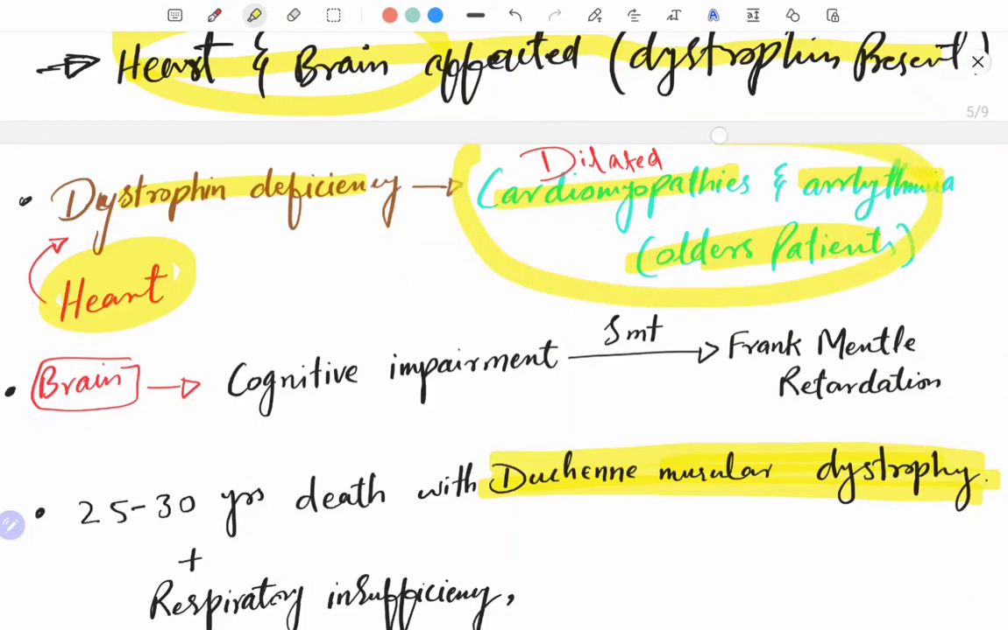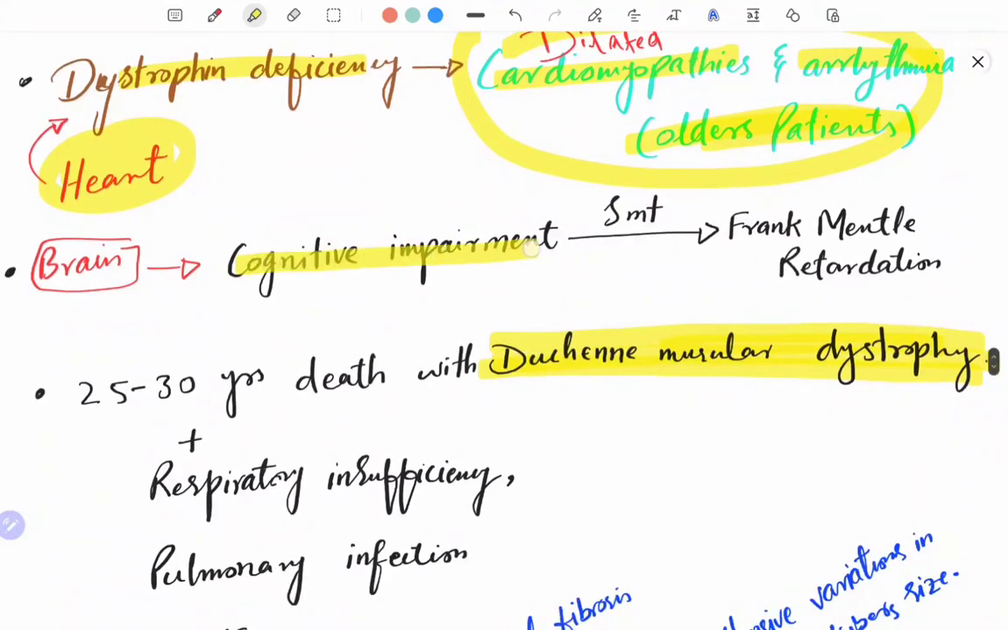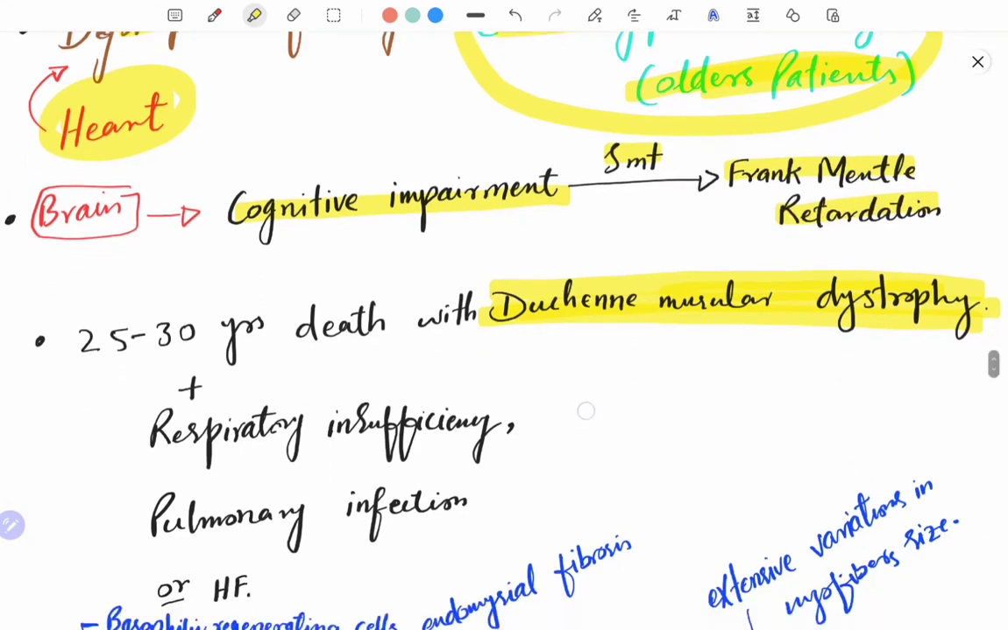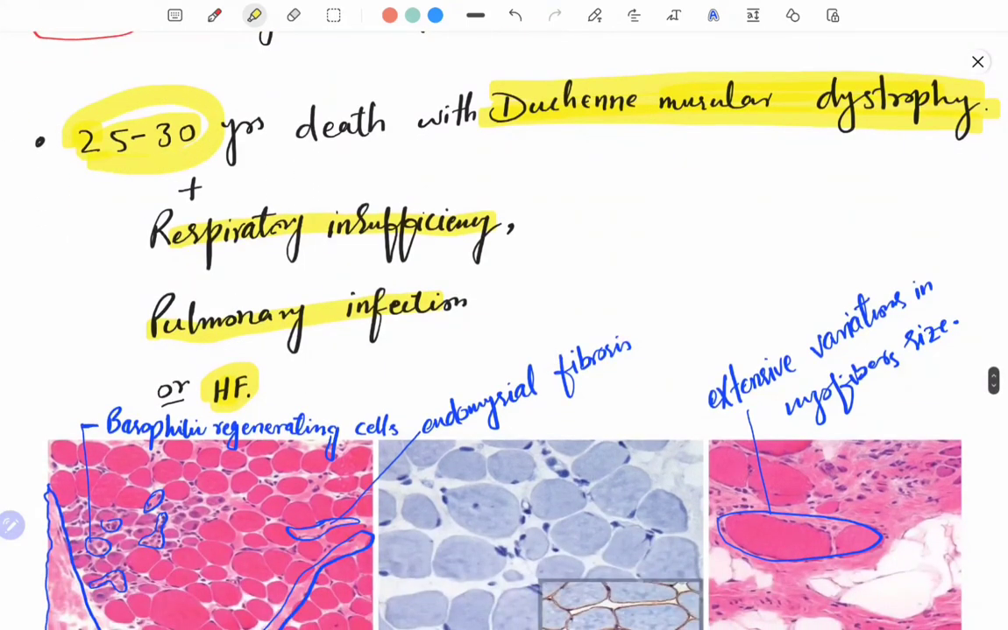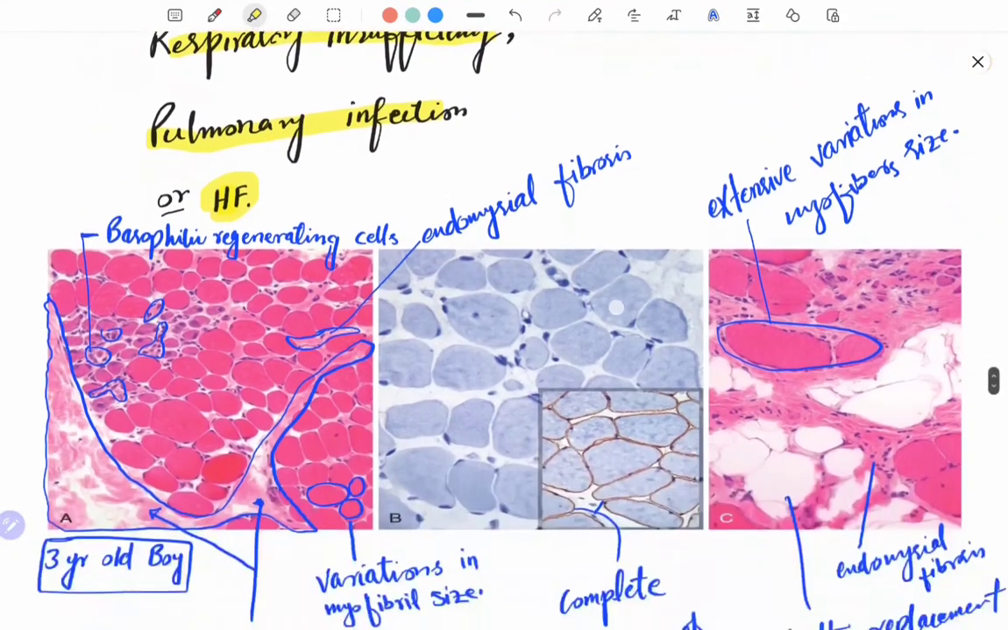These both changes particularly occur in the older patients. In the brain, cognitive impairment occurs. Sometimes it may lead to frank mental retardation. And 25 to 30 years of age is the death age of Duchenne muscular dystrophy. Plus respiratory failure, respiratory insufficiency also occurs, pulmonary infections occur, and heart failure. These occur from 25 to 30 years of age.